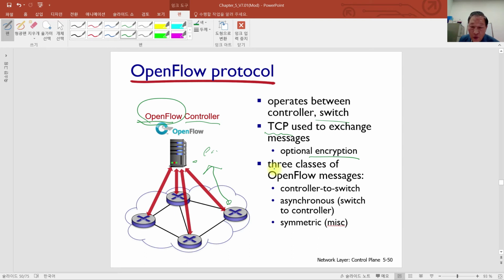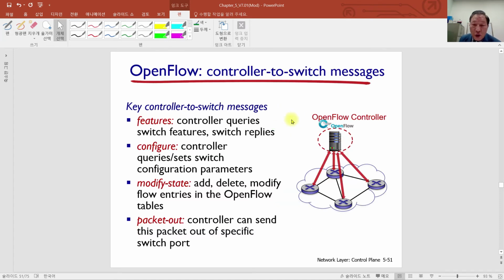Three classes of OpenFlow messages. One is from controller to switch. And asynchronous, switch to controller. Also symmetric. And miscellaneous. First one, the controller to switch message here.